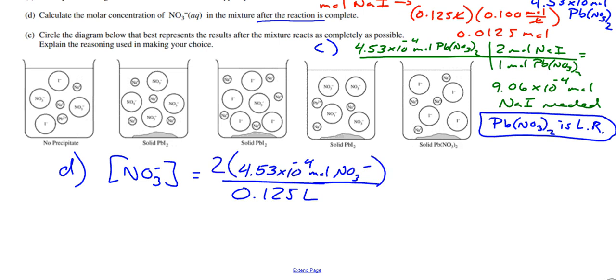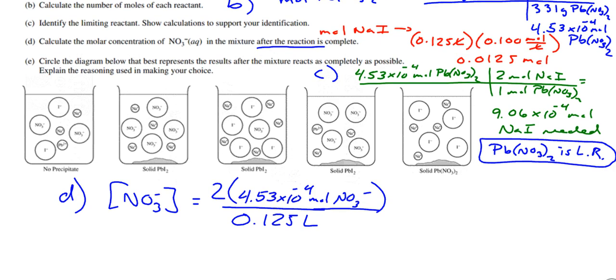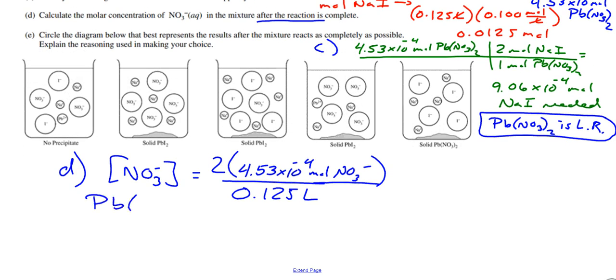You need to double it because, this is a good review, when this breaks apart, although honestly the problem with this is that Pb doesn't go in the solution, but let's pretend it did for a moment, this comes out like this. And every one of those ions carries the exact same molarity, or the exact same number of moles, with it. So they all have 4.53 times 10 to the negative 4 moles at that moment. So you've got to make sure you take that into account. It's always good to review that.